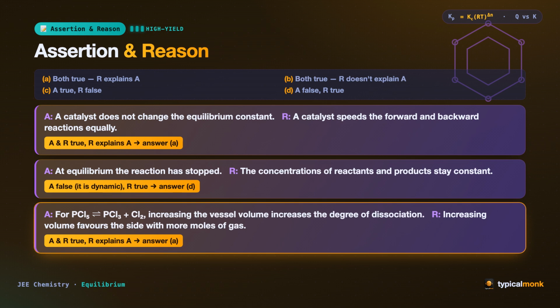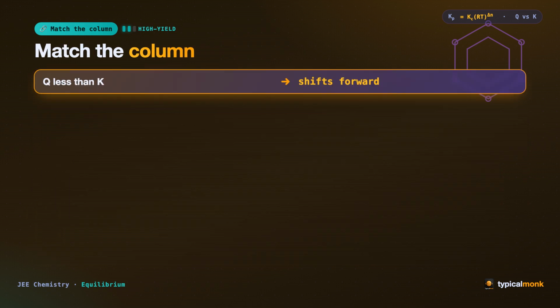Third, assertion. For the phosphorus pentachloride reaction, increasing the flask's volume increases the degree of dissociation. Reason. Increasing volume shifts the balance toward the side with more moles of gas. Both are true, and the reason fully explains the assertion. Option A. Now, a quick match.